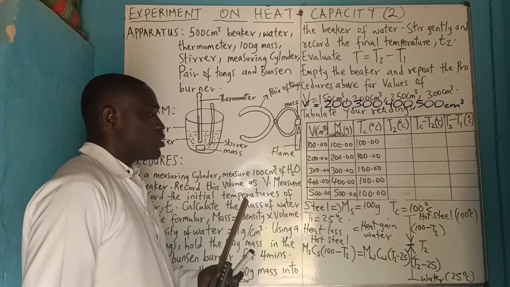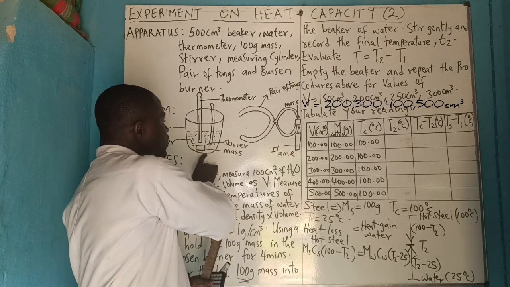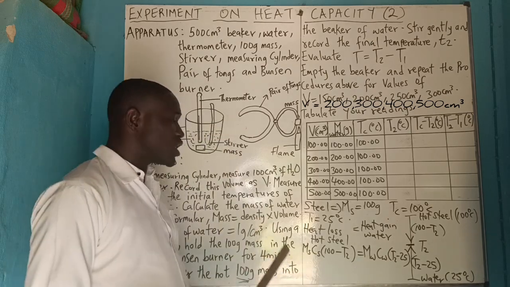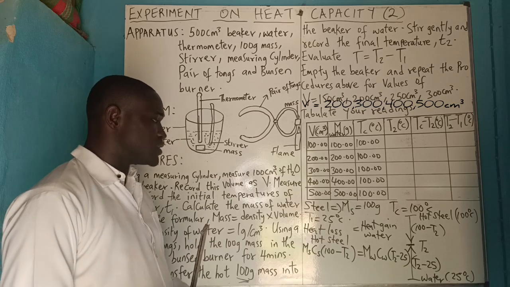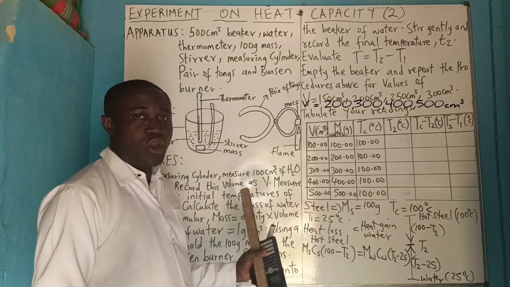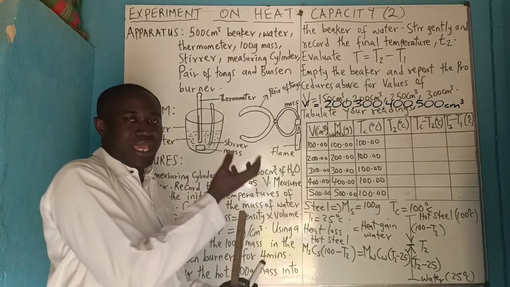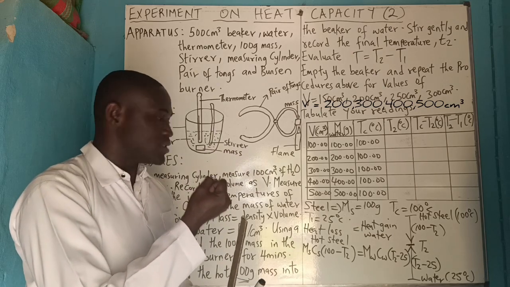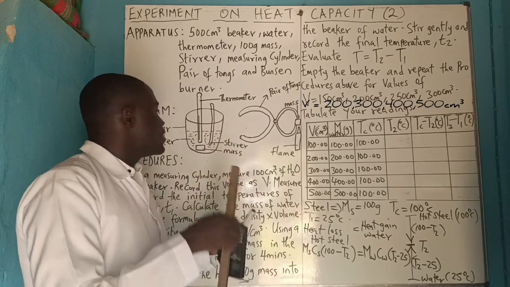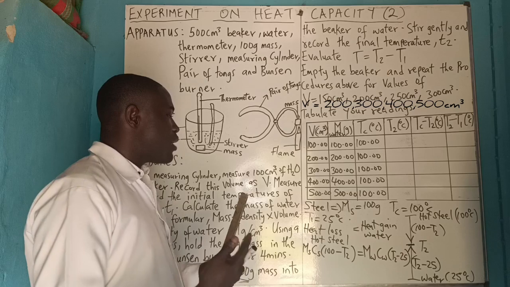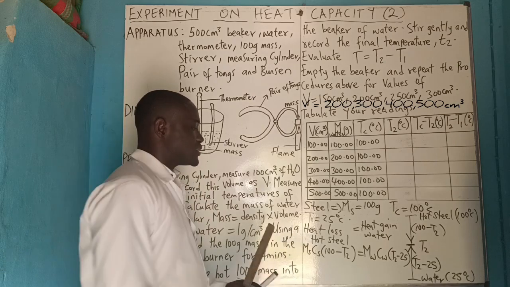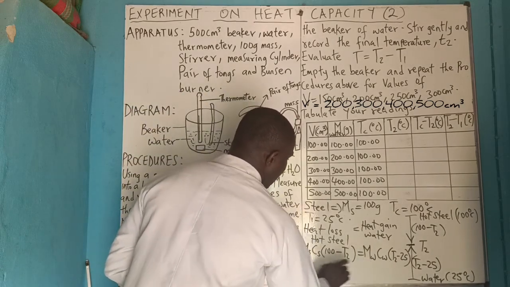Are you getting it? So we are to neglect this beaker when computing this, because it's not a conductor of heat. It's a poor conductor of heat. And so we use the steel and the water and consider the two only, because only the water will be gaining the heat, whereas the steel is losing the heat. The beaker glass will not be able to gain the heat as well. So we have to neglect it.